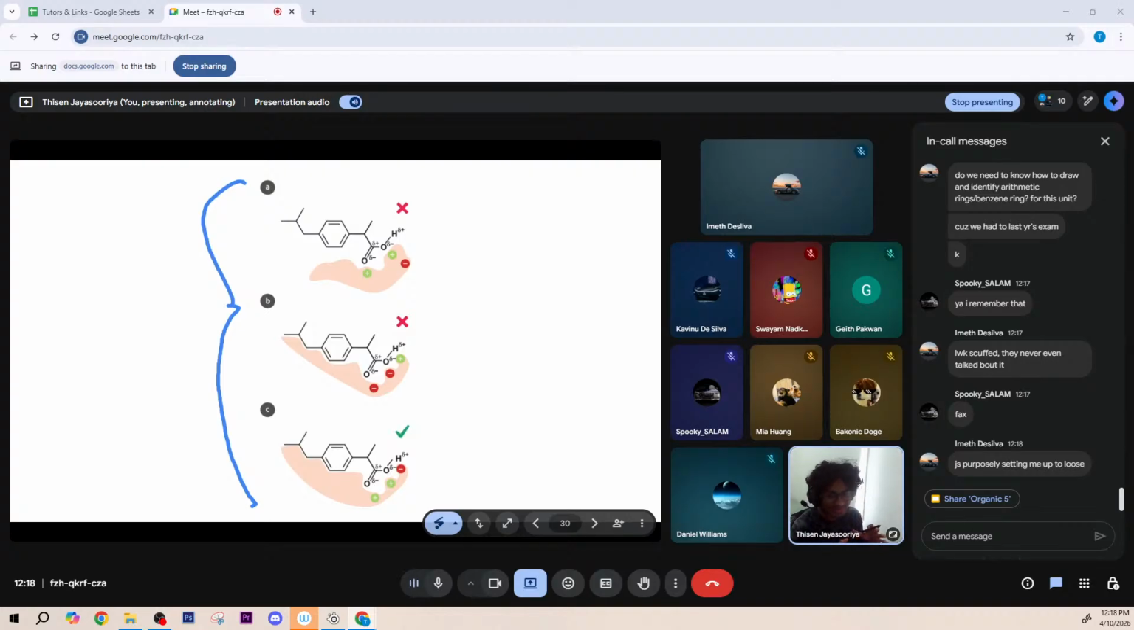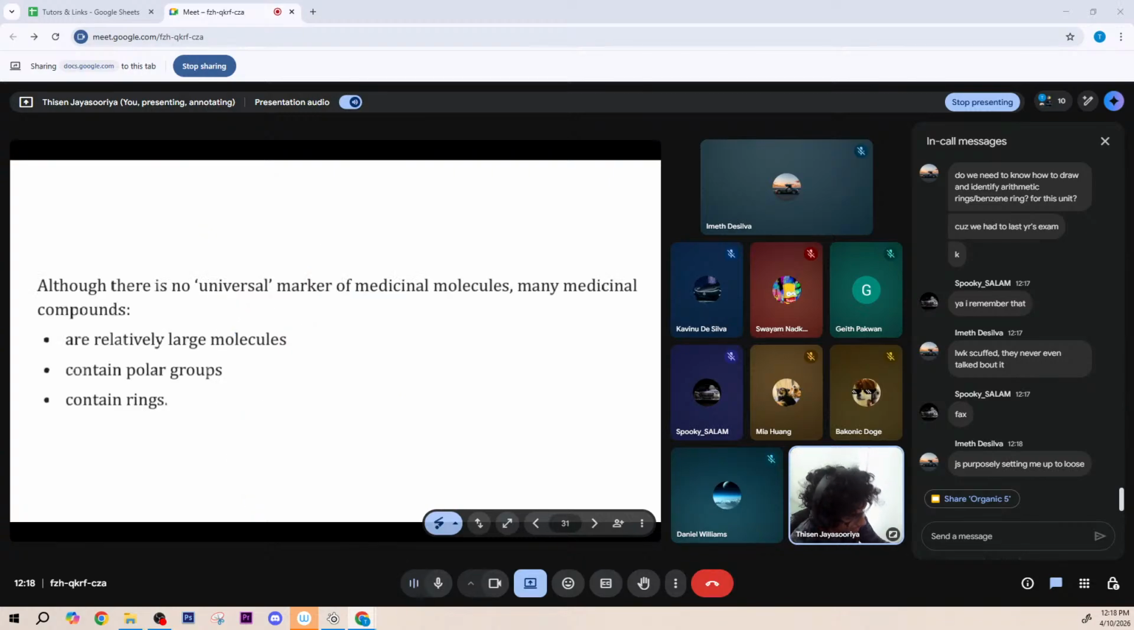The big thing that I want to stress here is that it has to be perfect. Everything has to be perfect about it. We can't have a single discrepancy here. So, these are the things that I said before. They're polar, they're relatively large molecules, and they contain rings. There's no universal indicator, right? But this is what many of them contain. Obviously, we might have one that doesn't contain a ring or is not polar, but that's just to troll you at that point.